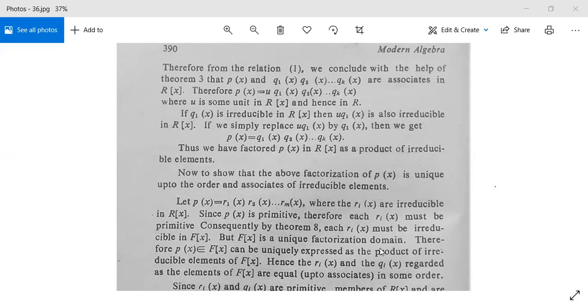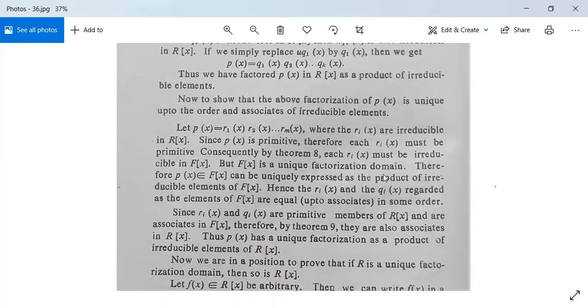But F is a unique factorization domain, as we have earlier seen. Therefore, P(x) belonging to F[x] can be uniquely expressed as the product of irreducible elements of F[x]. Why? Because F is a unique factorization domain. Hence, the Ri(x) and the Qi(x), which are elements of F[x], are equal in some order.